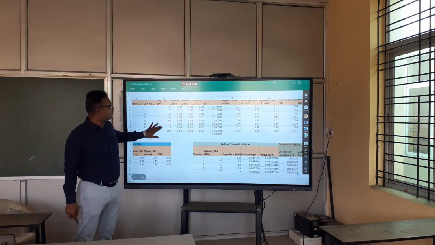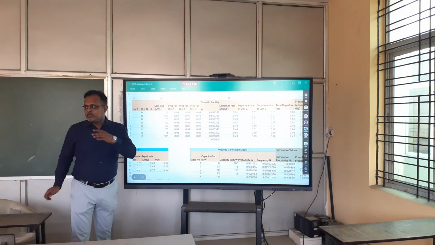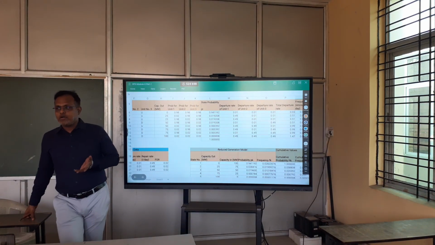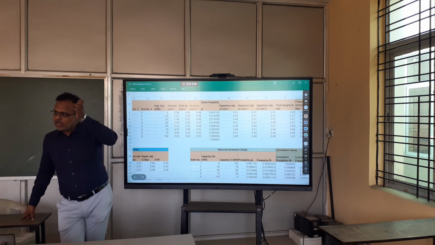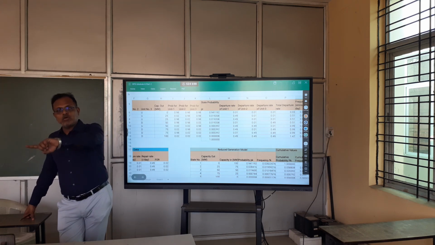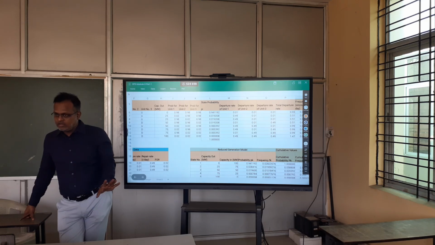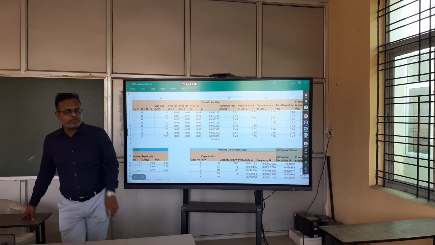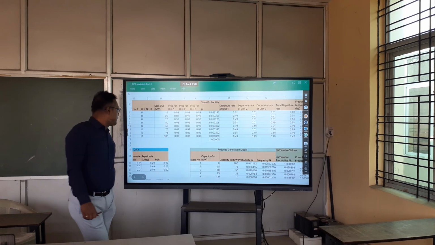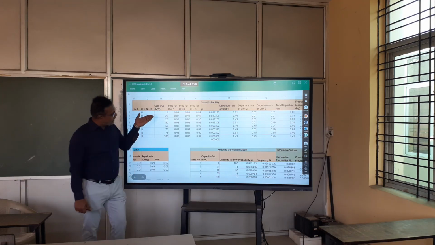These are what? Outage, capacity outage. What is a generation model? In power system reliability, a generation model means a particular outage and the corresponding probability. That is the capacity outage. That is the generation model. Now, in the frequency and duration approach, along with the availability or probability, we also provide the frequency of encounter and the departure rate.